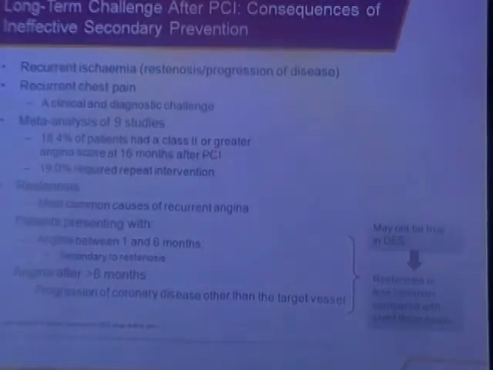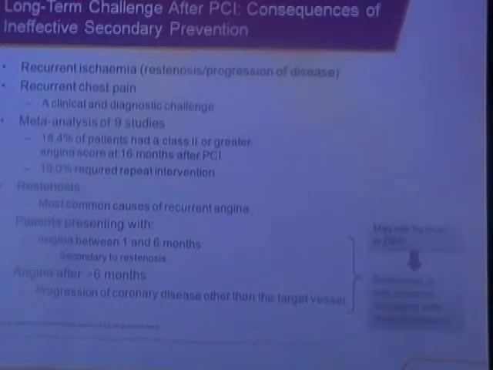I will just say a few lines on secondary prevention. Long-term challenges after doing an angioplasty. One of the main challenges after you do an angioplasty is lifestyle. Most of these patients will adhere to a lifestyle for a month, 2-3 months, and after that they will go back to their original lifestyle. So preventing them from going back into their original sedentary lifestyle, going back to smoking and things like that is the most important thing.